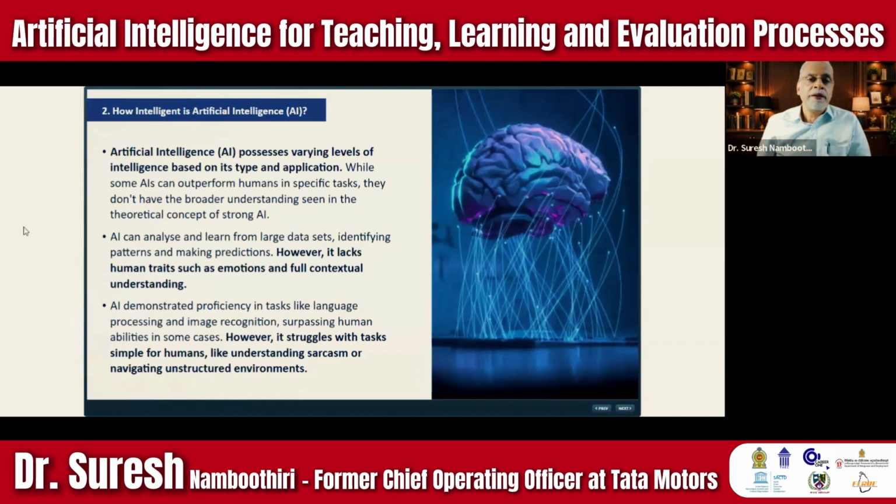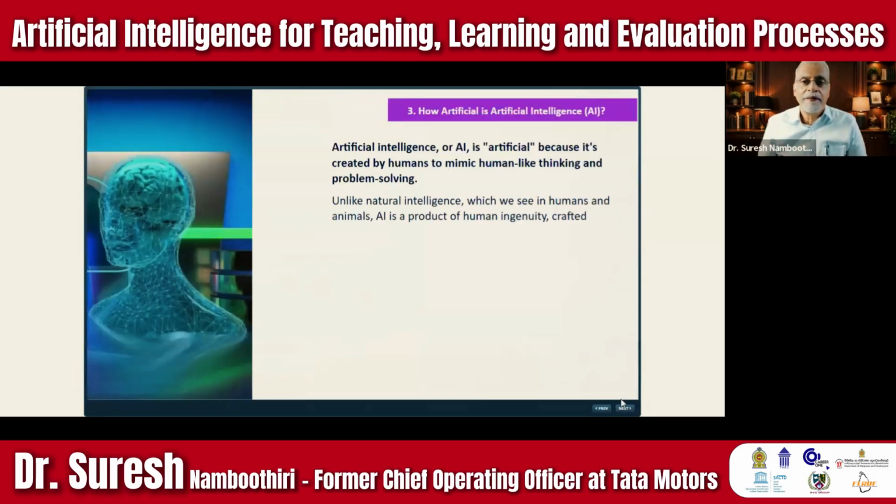Two. How intelligent is artificial intelligence, or AI? See, AI possesses varying levels of intelligence based on the type and application. I am going to tell an example with this.